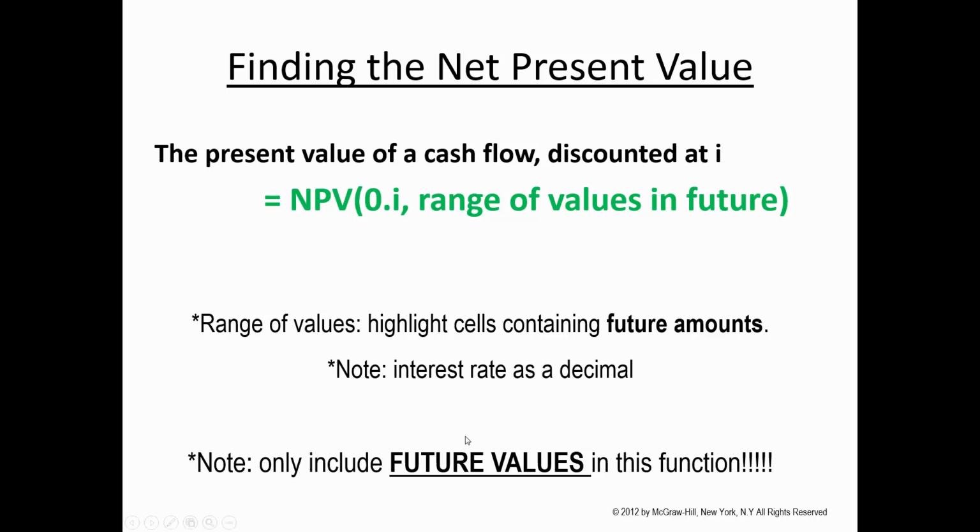One important warning to give you, and I can emphasize its importance by pointing out this is underlined, bold, and in capitals: only put future values into the range. You don't include something that's already in the present in the NPV function.